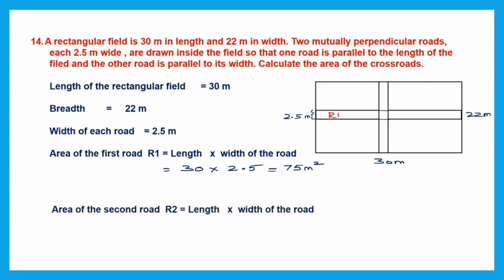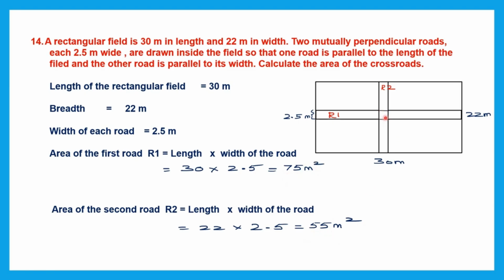Now, area of the second road, let's take this to be the second road, road 2. So here length into width. This time the length is 22 meters. Length of this is 22 meters. Width is the same. So length is 22 meters into the width, which is 2.5 meters. So multiply the two and that will be 55 meters square. So now we have found the area of the first road. We found the area of the second road.